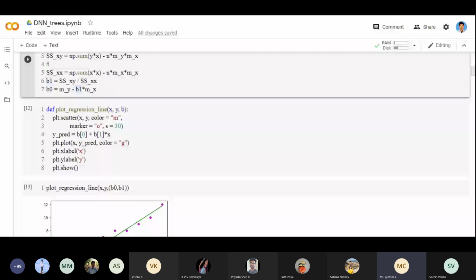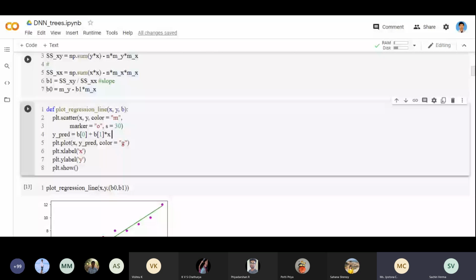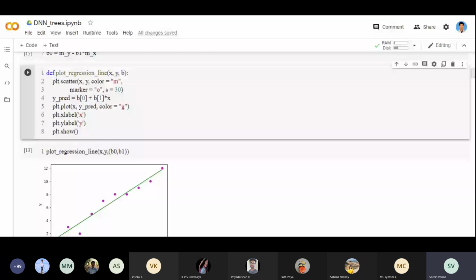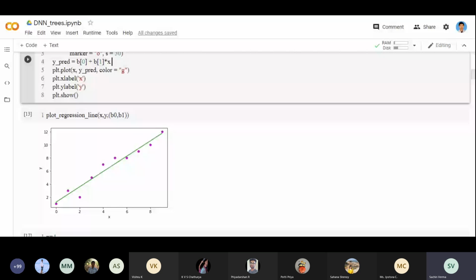So first you need to find B naught and B1. You did the same problem in class, either using a loop or some easy method of functions available in Python. With the help of that, you need to find B naught and B1. This is the slope and this is the intercept. We can find the intercept by Y bar minus B1 X bar. Then for plotting, I'm just passing this as a tuple, B naught and B1, and then I'm drawing it.